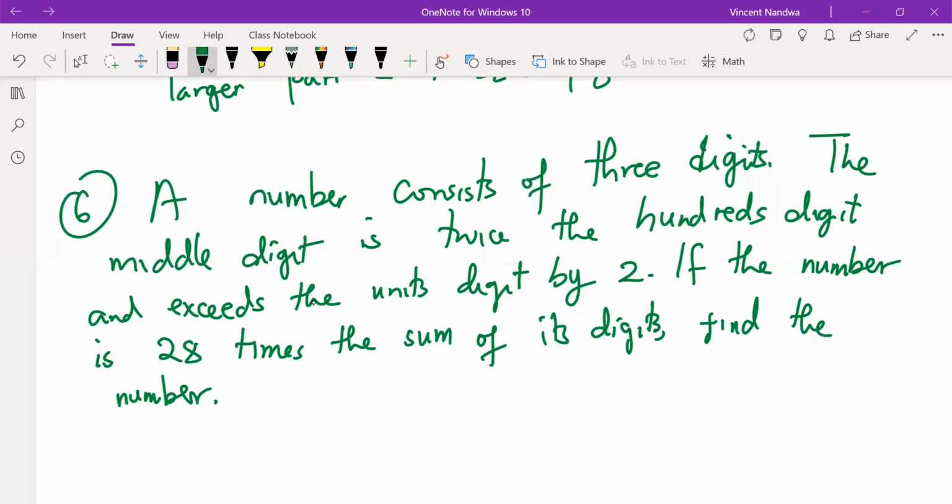This is a nice problem. We have a 3-digit number such that the middle digit is twice the hundredth digit and exceeds the unit digit by 2. If the number is 28 times the sum of its digits, find the number.